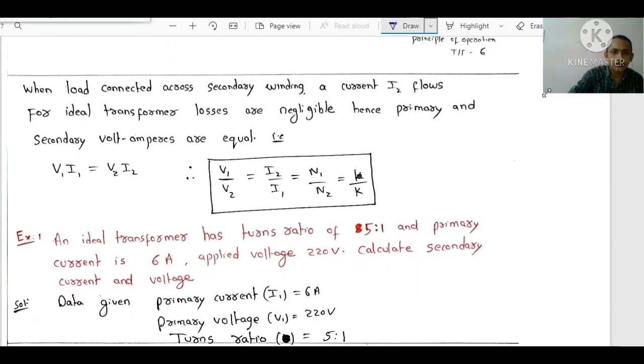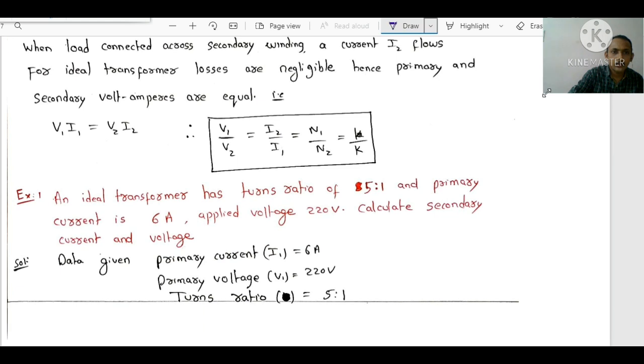Clear? Now, if there are no losses, what should happen to the transformer? At the input side you are giving power V1 I1, and as it is you should get it as output, V2 I2 power.